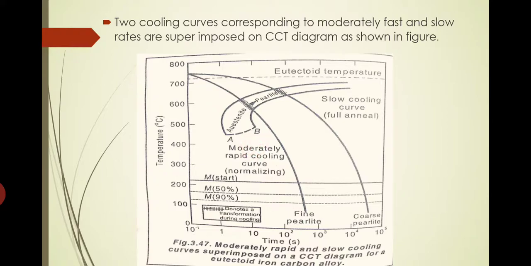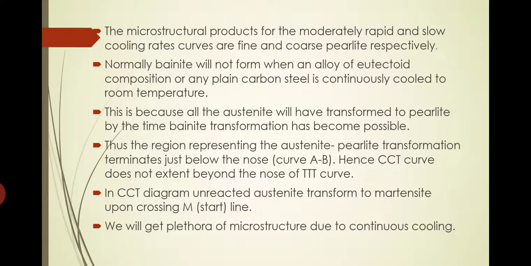Now this is the CCT diagram, and by these cooling rates we will be getting coarse pearlite and fine pearlite. That is all about the CCT diagram. The microstructural products for the moderately rapid and slow cooling rate curves are fine and coarse pearlite respectively. That we have already told. That is shown by those two figures. If the cooling rate is very slow, then we will get coarse pearlite, and otherwise we will get fine pearlite.